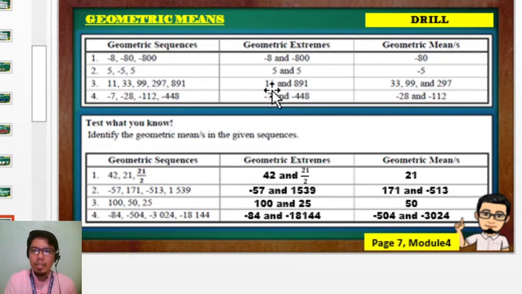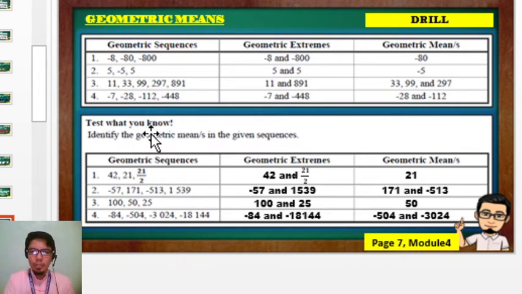Next, in the geometric sequence 11, 33, 99, 297, and 891, the geometric extremes are 11 and 891 respectively as the first and the last term, while all the terms between them are the geometric means. So what are those? 33, 99, and 297. Let's have item number 4. Negative 7, negative 28, negative 112, negative 448. So the geometric extremes are negative 7 and negative 448 as the first and the last term respectively, while the terms between them, negative 28 and negative 112, are the geometric means.